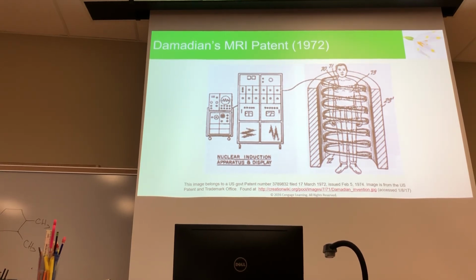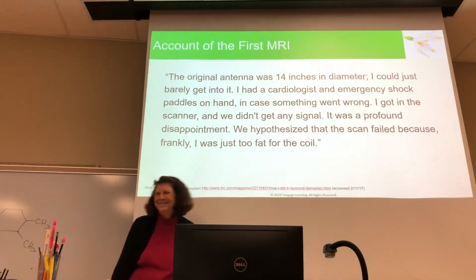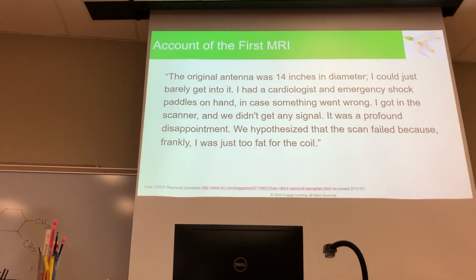He goes, oh no. So back to the drawing board, he started thinking about it, and he said, you know, the problem is I'm just too fat. I mean, that's what the problem was. And he's not that big of a guy. But he had built it too small, and the original antenna was only 14 inches in diameter, and he could barely, I mean, they had to just squeeze him in it. Again, he had the cardiologist, emergency shock paddles in hand, just in case, etc. And so they figured that the problem was he was too fat.